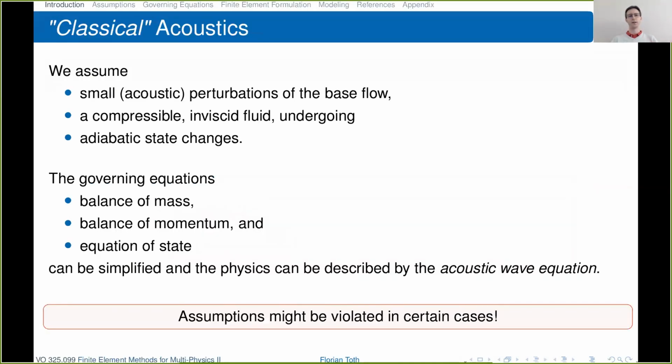First of all, we know classical acoustics, where we assume small acoustic perturbations to a base flow and a compressible but inviscid fluid undergoing adiabatic state changes. We have the governing equations, balance of mass, balance of momentum, and equation of state, and we can simplify them into the acoustic wave equations. But these assumptions, especially the inviscid fluid, might be violated in certain cases. So we need something that can take care of these cases.